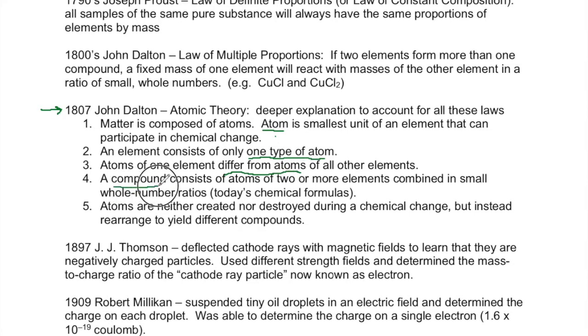Compounds come into existence when you combine two or more elements, and they are combined in small whole number ratios. So what today we illustrate with a chemical formula, like for example, we know that copper 2 chloride has 2 chlorines for every 1 copper, and copper 1 chloride has 1 chlorine for every 1 copper. So these ratios, a 1:2 ratio and a 1:1 ratio, these simple small number ratios are the way that different elements combine to make compounds.